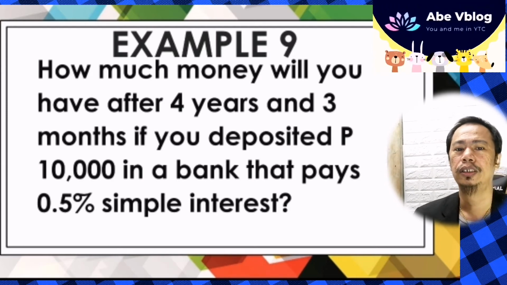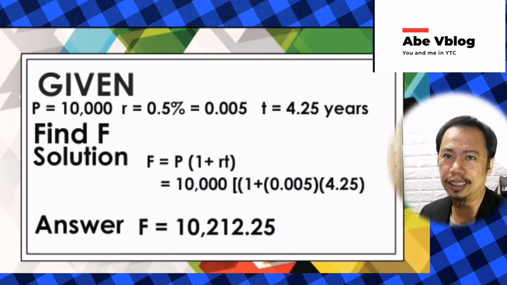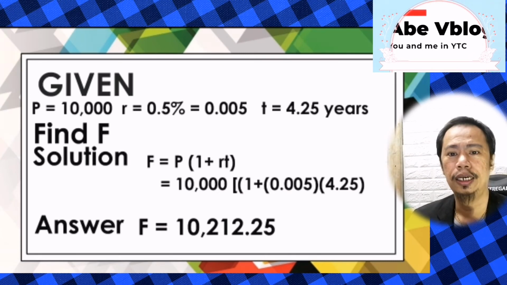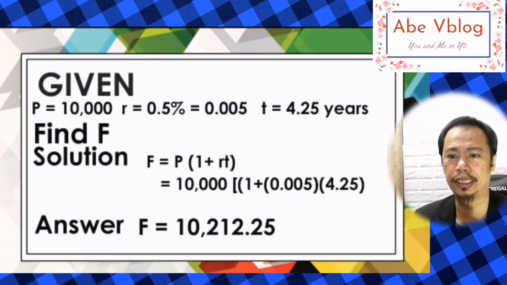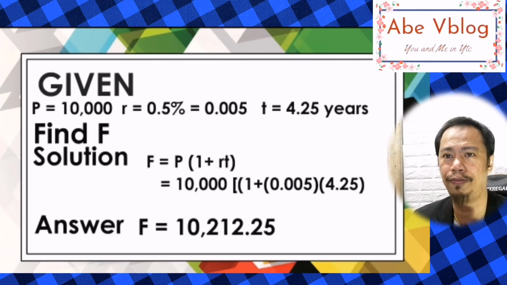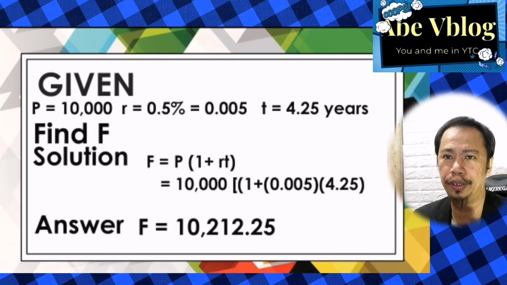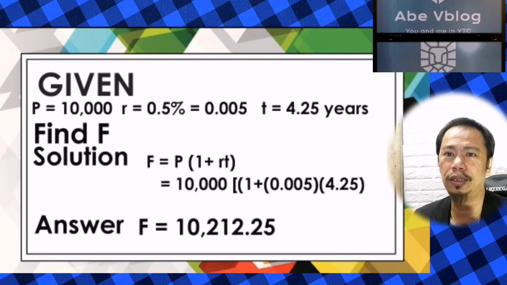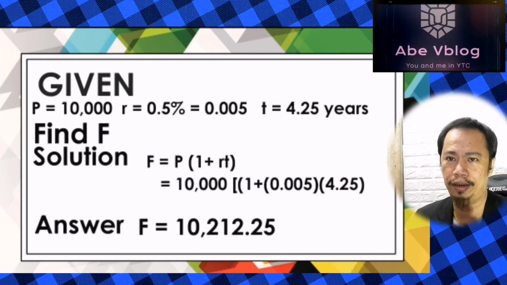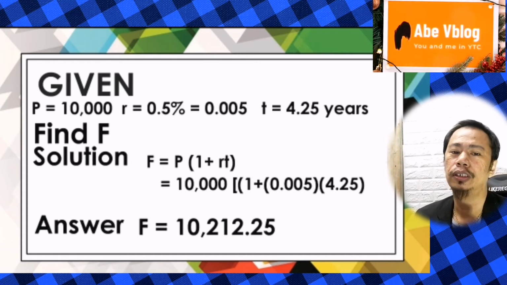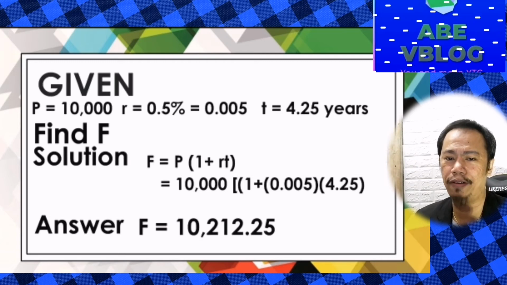So the givens are as follows. P is equal to 10,000 and R is 0.5% or 0.005. Then T is equal to 4.25 years. 3 divided by 12 is 0.25, that's why we have 4.25 years. Then we solve for the F.